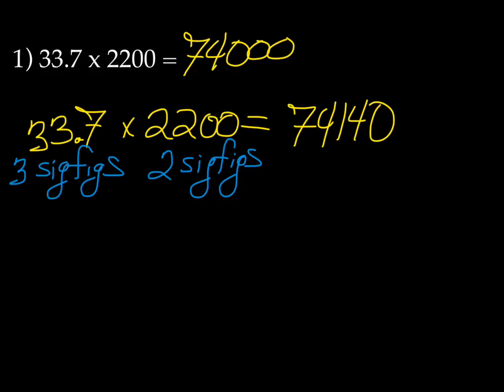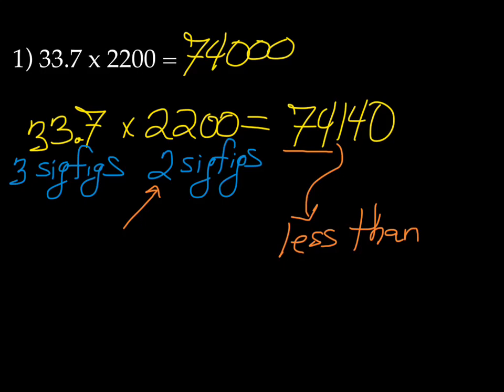So, how many significant figures should be in my final answer? Remember, it needs to match the number with the least number of sig figs, which means my final answer needs to have 2 sig figs. So that would be the 7 and the 4. So if we look at the 1, which is the first number we're going to drop, the 1 is less than 5. And what do we do with a number that's less than 5? We simply drop it.